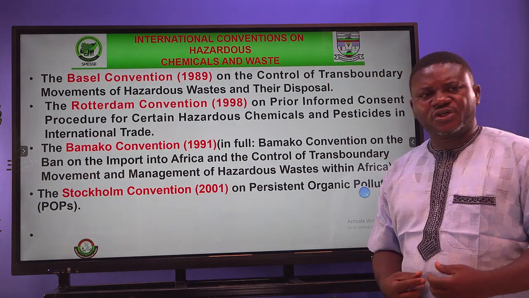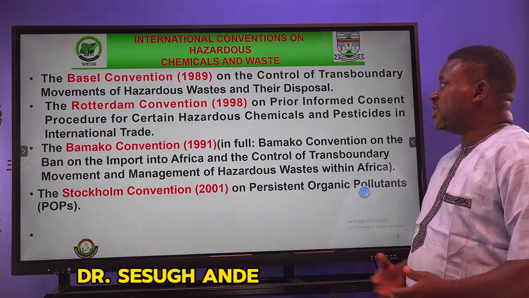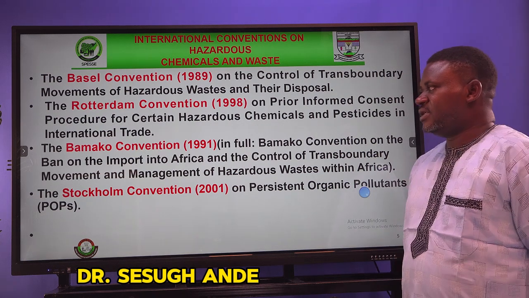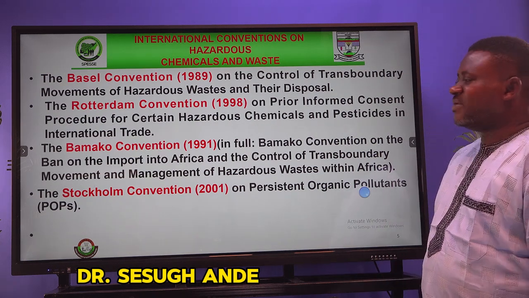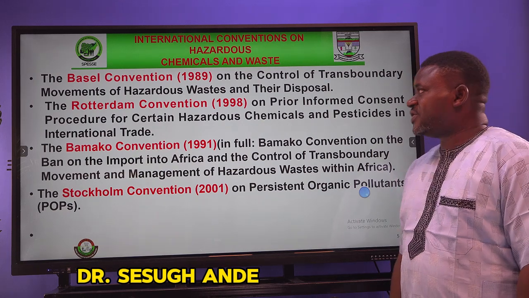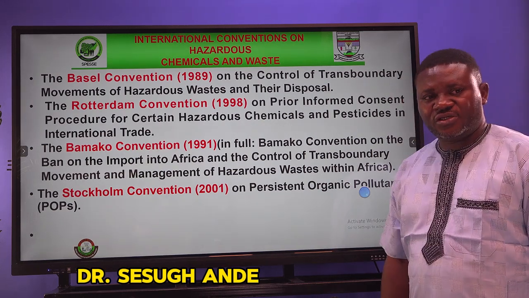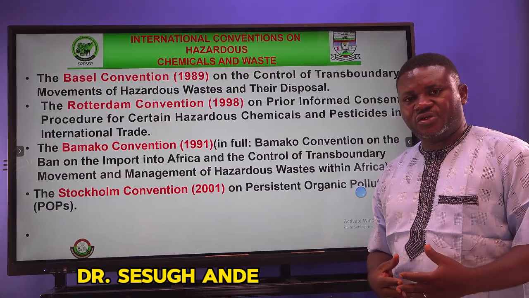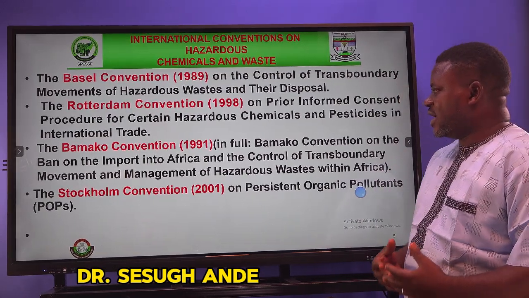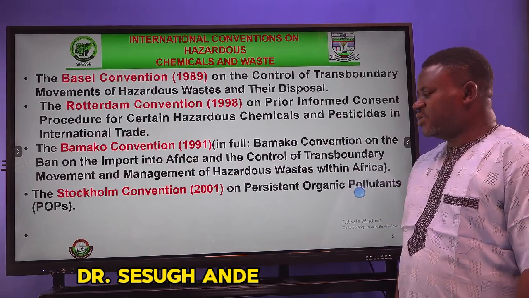Now, I want us to look at some of the international conventions on hazardous chemicals and waste. We have about 4 of them here. One is the Basel Convention, which took place in 1989. We have the Rotterdam Convention, which took place in 1998. We have the Bamako Convention, which took place in 1991, and the Stockholm Convention, which took place in 2001.